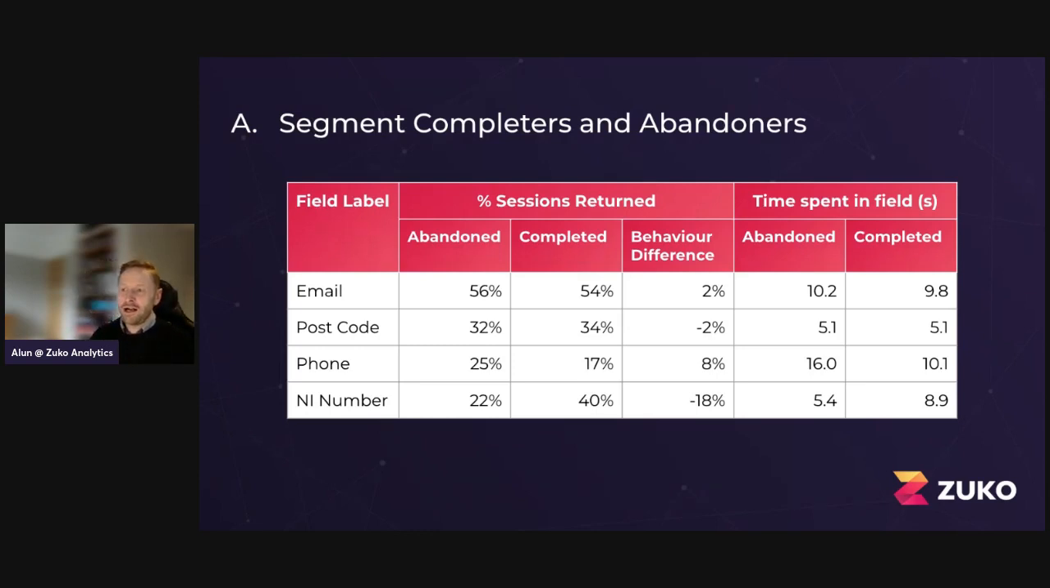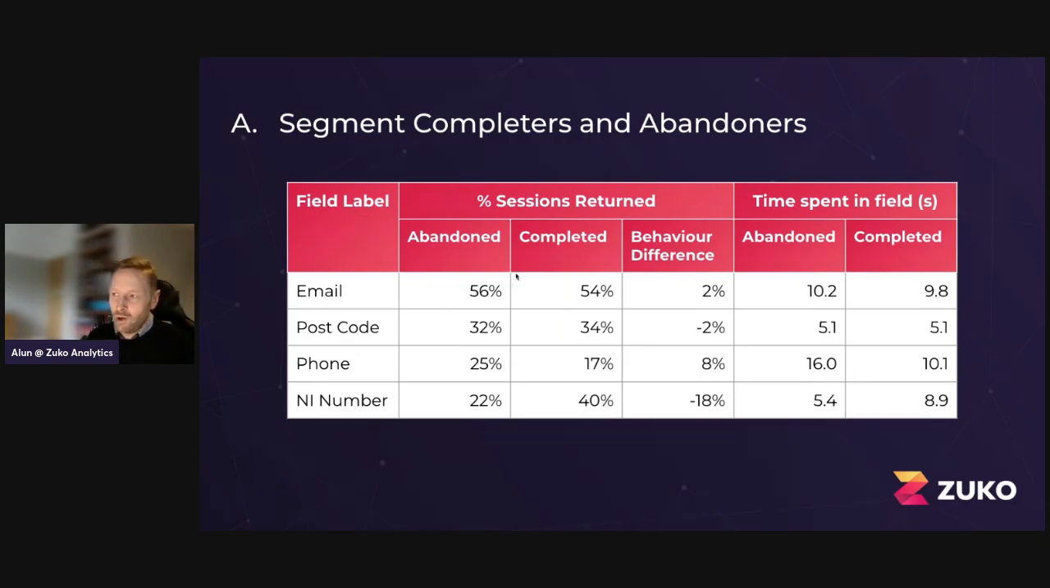To give you an example, what we've got here is, again, 4 fields. The first bit is the percentage of sessions returned, so the percentage of sessions where someone has to go back and make a correction and make a change. But what we've done is split them out between abandoners and completers. If we just looked at the raw numbers, you'd probably look at email and go, oh, it's about 55% of people who are having to go back to the email address to fix. Oh, that's bad. And of course, you don't want that to be high.